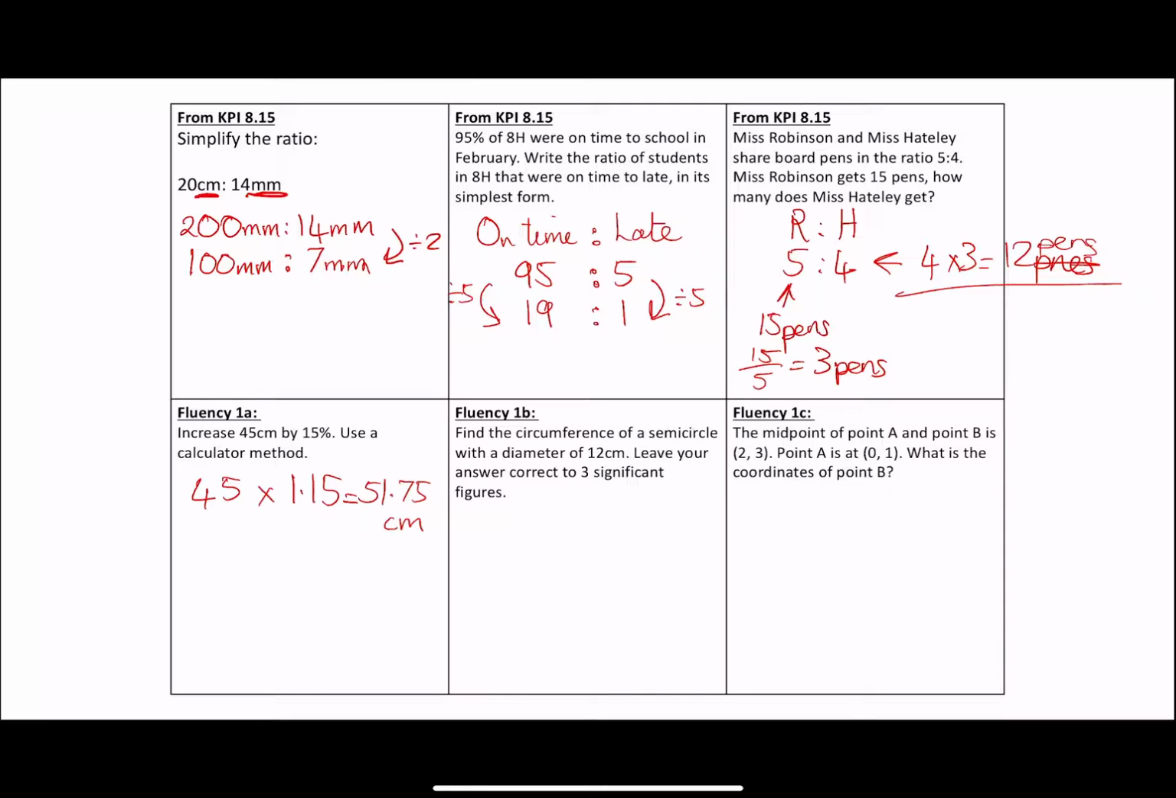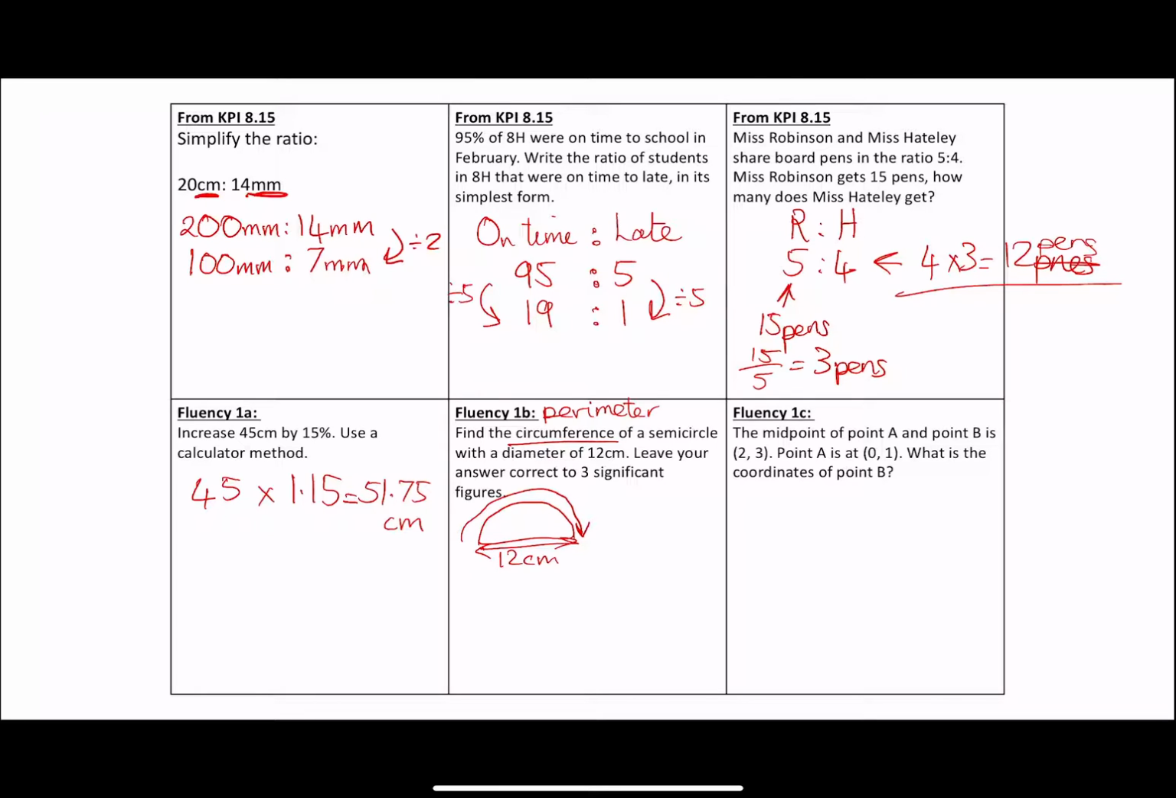Okay, what I recommend here is actually drawing out a semicircle. It'll help you to visualize it. So a diameter of 12 centimeters. Okay, so all the way along, that's 12 centimeters. I'm wanting the circumference. Remember, that can be the perimeter. So I want to find the curved length.